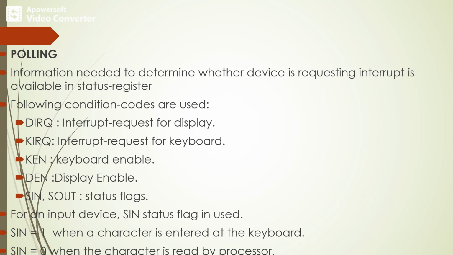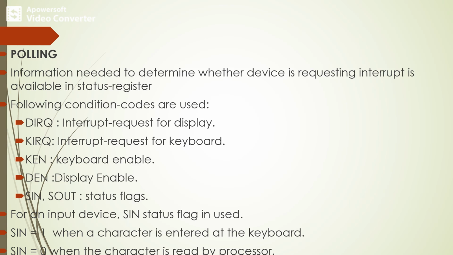In the case of polling, we can consider a single status register with the following fields: DIRQ, KIRQ, KEN, DEN, and two status flags, SIN and SOUT. DIRQ is used to enable an interrupt request for the display. Similarly, KIRQ is the interrupt request for the keyboard, KEN is the keyboard enable signal, DEN is the display enable bit, and SIN and SOUT are two status flag registers.